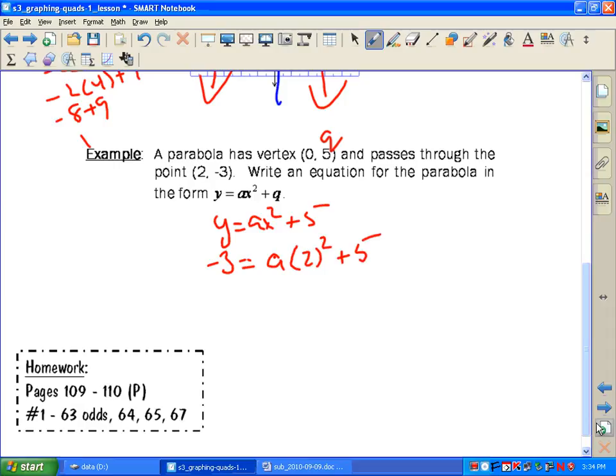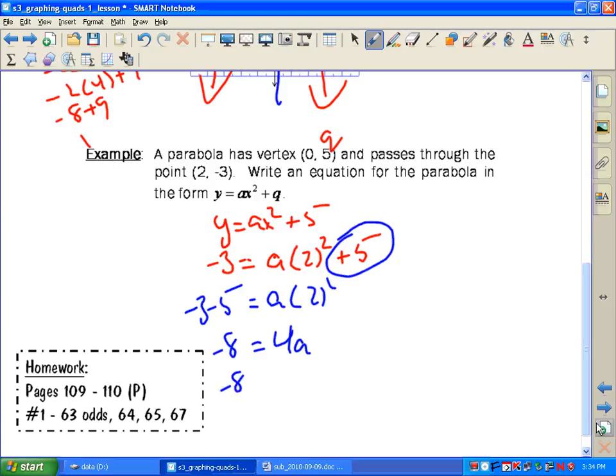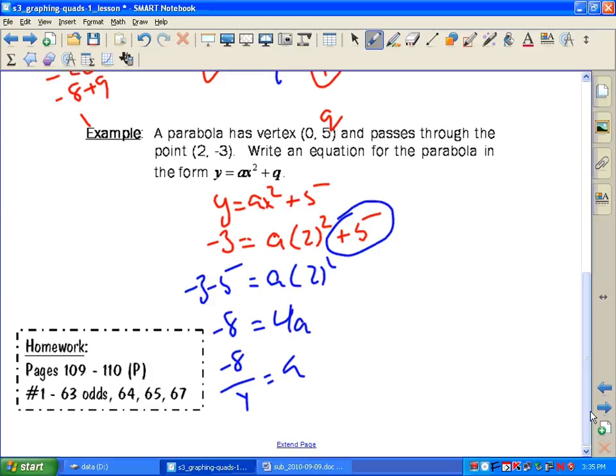We need to bring this 5 over to the left side. When we do that, it becomes negative. So negative 3 minus 5 equals a times 2 squared. Negative 3 minus 5, well, that's negative 8. 2 squared is 4a. So to find out the value of a, we take negative 8 and we divide it by 4. And negative 8 divided by 4 is negative 2.